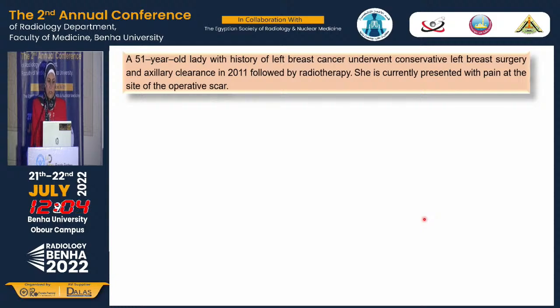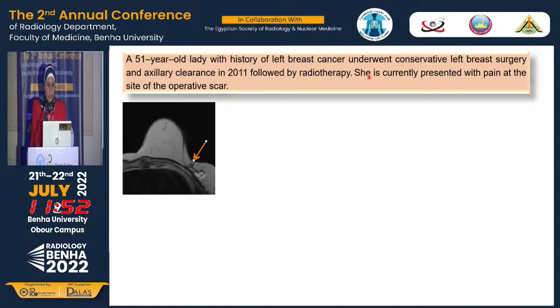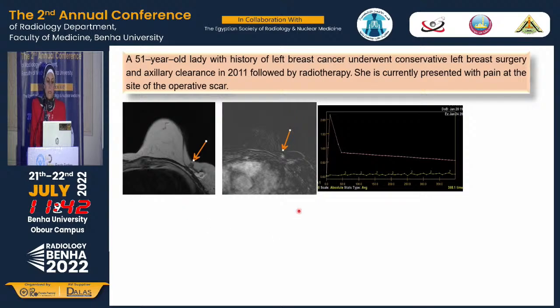Let's see this patient with a history of left breast cancer, who underwent a previous conservative left breast surgery and had axillary clearance followed by radiotherapy, and now she has pain along the operative bed scar. Let's see the MRI, where we can see this scar with this nodular appearance along the scar on the T2 weighted image. And this is the dynamic MRI with the time intensity curve showing rapid contrast uptake followed by washout.